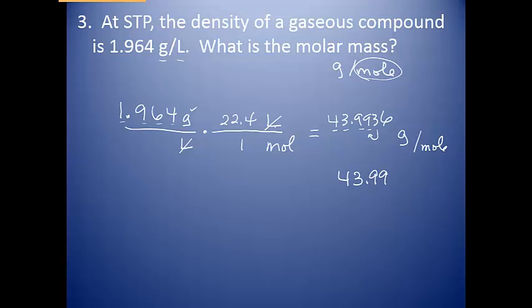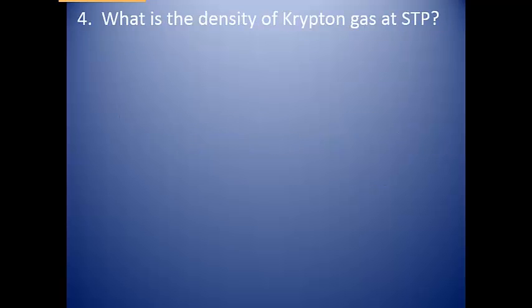One more problem to work out together, and that is that we want to calculate the density of krypton gas at STP, so standard temperature and pressure. Density, remember, is mass over volume, so it could be grams over liters, grams over milliliters, but we need to have a mass and we need to have a volume. Now they give us no number to start off with, so we're going to have to use our head here for a second.